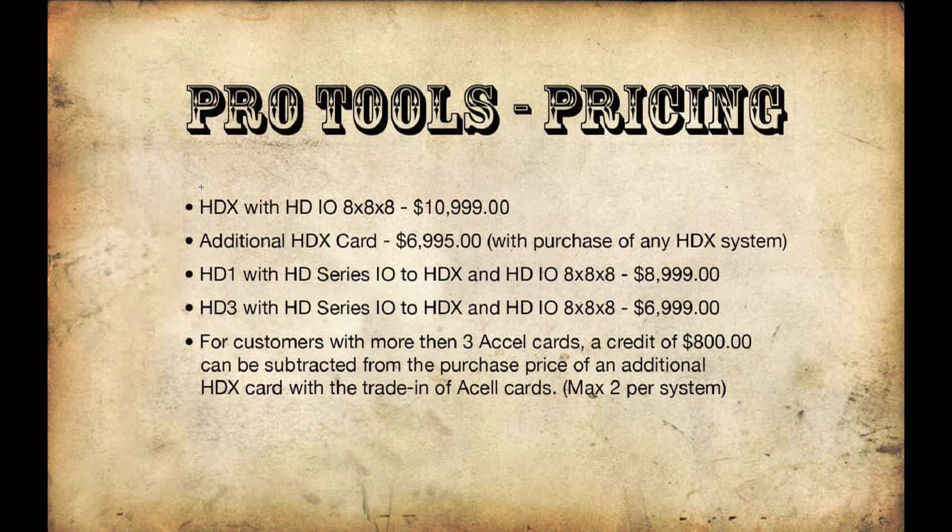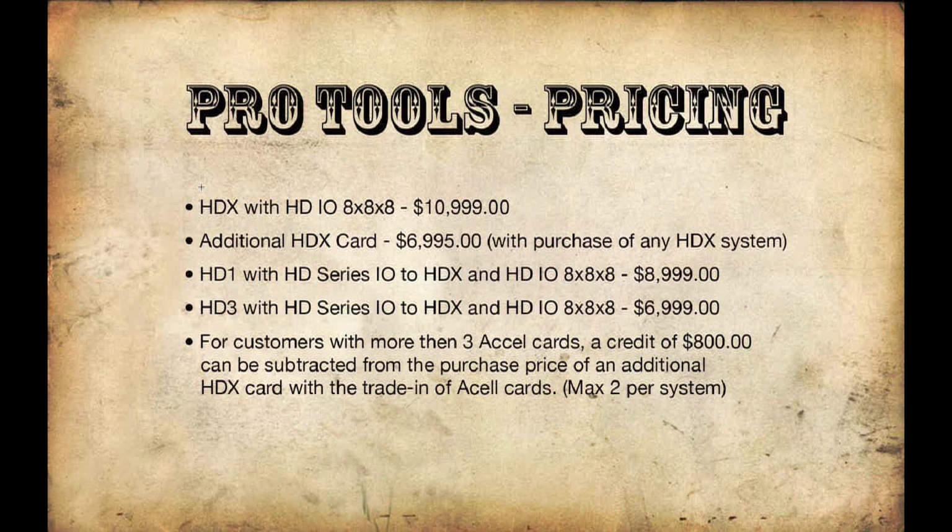So let's just take it to the beginning. You want to start a new facility or get a new edit room going. A brand new HDX card with a single HDIO 8x8x8 is $10,999. If you want to do an HDX with 2 cards, you have to first buy the HDX with an HDIO. You cannot buy the HDX cards by themselves unless you have an existing system registered with that. The additional card would be an additional $7,000. So the total cost would be around $18,000, and these are MSRP prices.